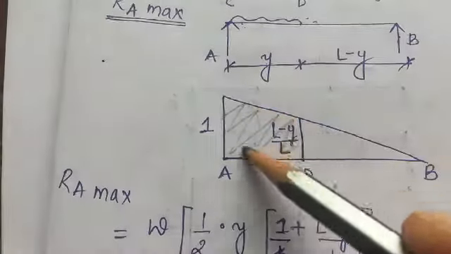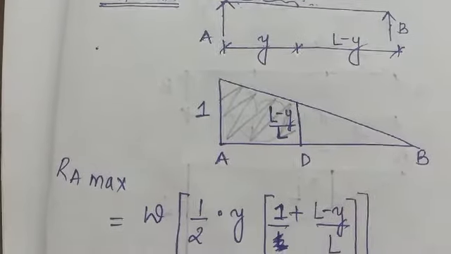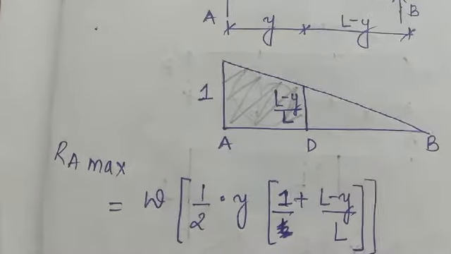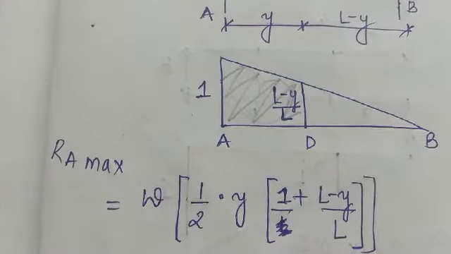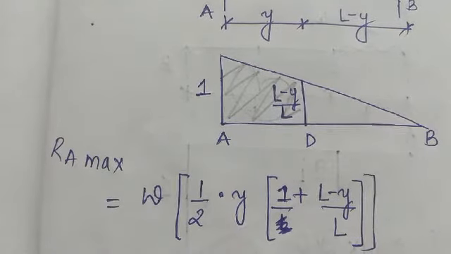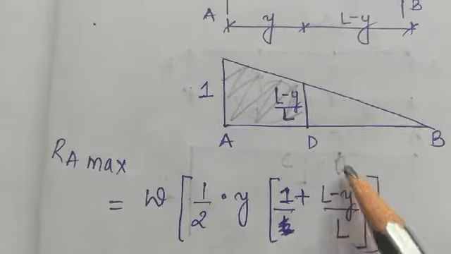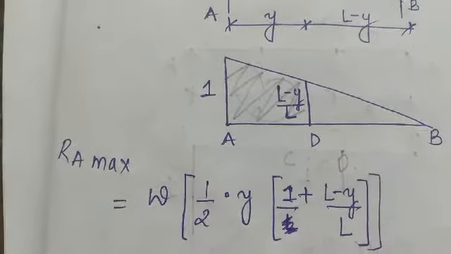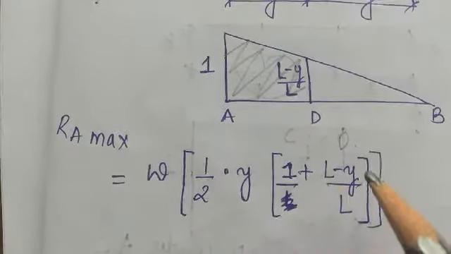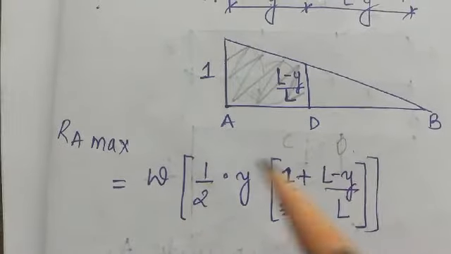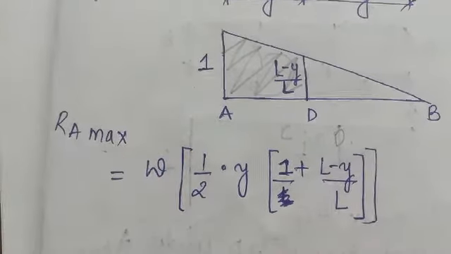Here, under this UDL, the area is half base into the summation of ordinates. So this is the ordinate of C, this is the ordinate of D. After having these values, you will be getting RA max.